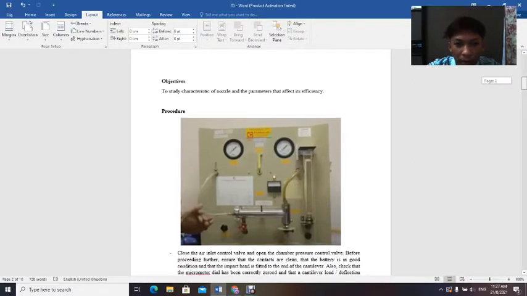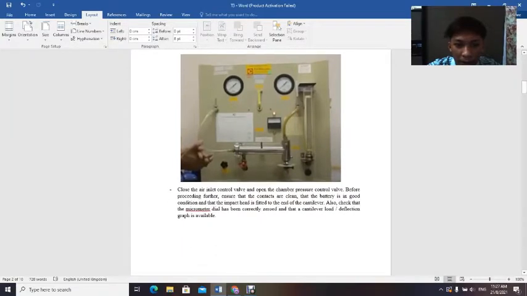Next, the procedure. First, close the air inlet control valve and open the chamber pressure control valve before proceeding further. Ensure that the contacts are clean, that the battery is in good condition, and that the impact head is fitted to the end of the cantilever. Also, check that the micrometer dial has been correctly zeroed and that cantilever load or deflection graph is available.